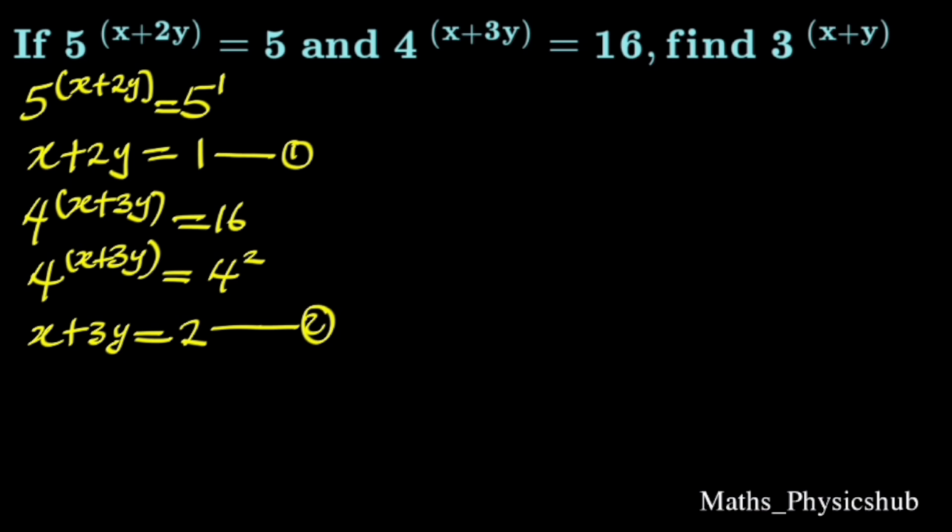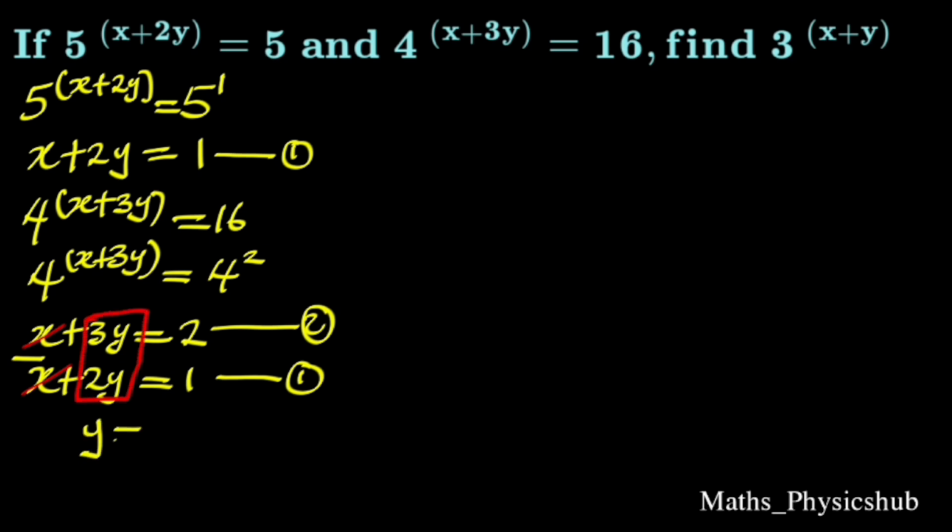Before we do that, let's bring equation 1 close to equation 2. To solve simultaneously, we subtract equation 1 from equation 2. x minus x will cancel out. 3y minus 2y is y, and 2 minus 1 is 1. Hence y equals 1. Next we substitute y equals 1 in equation 1.